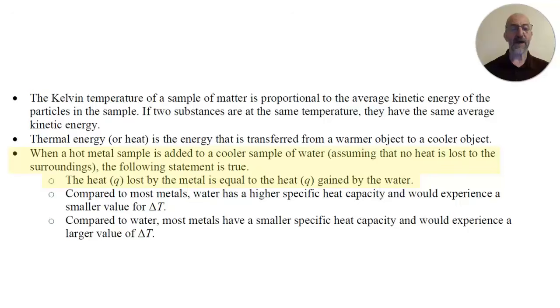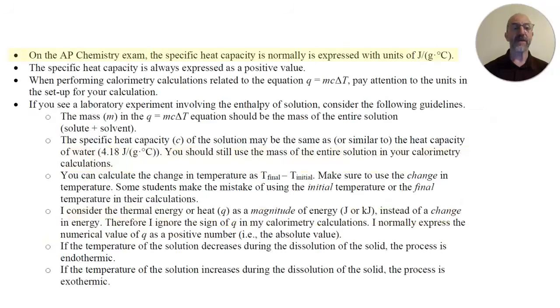Now, compared to most metals, water has a higher specific heat capacity and would experience a smaller value for delta T. On the other hand, compared to water, most metals have smaller specific heat capacity values and would experience a larger value of delta T. On the AP Chemistry exam, the specific heat capacity is normally expressed with units of joules per gram degree Celsius.